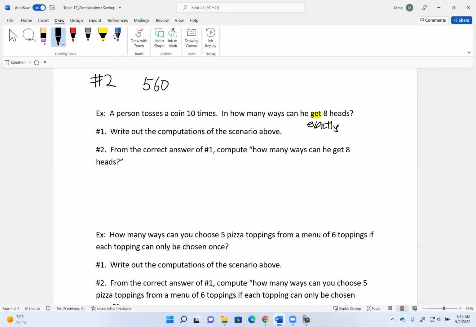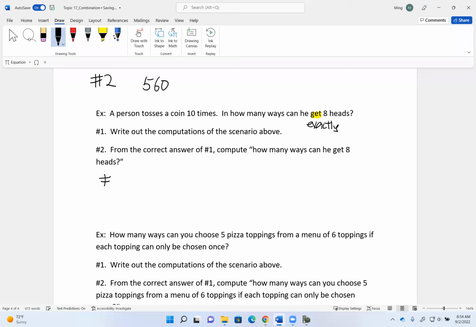So let me draw right here. 1, 2, 3, 4, 5, 6, 7, 8, 9, 10. Okay, so it doesn't matter where the head is. If the head is first or the head is right here, it doesn't really matter the order of the head I get. The first toss I get head or the third toss I get head, the order of getting the head. That's why this example is another combination, because the order of which toss gets head does not matter as long as I got 8 heads.